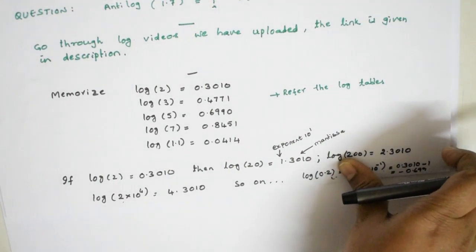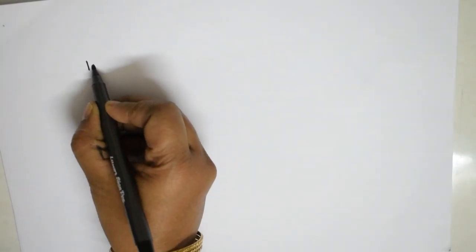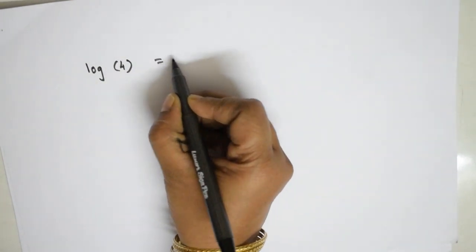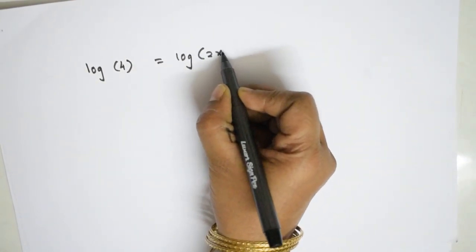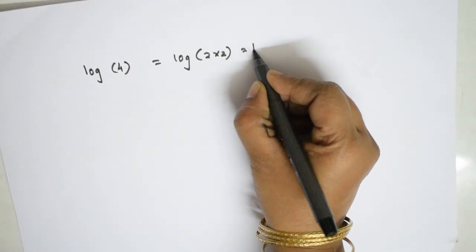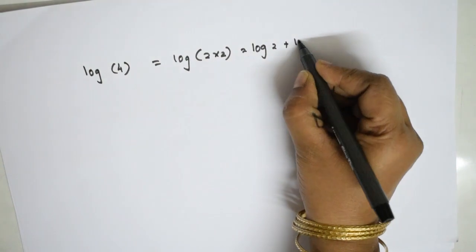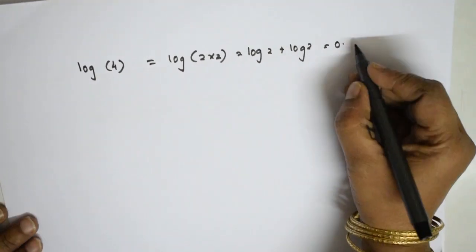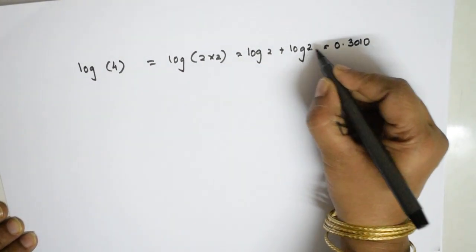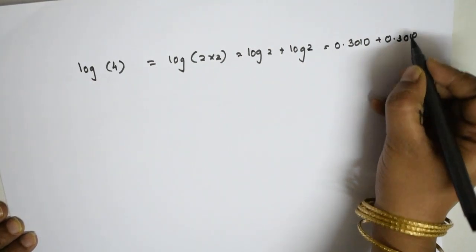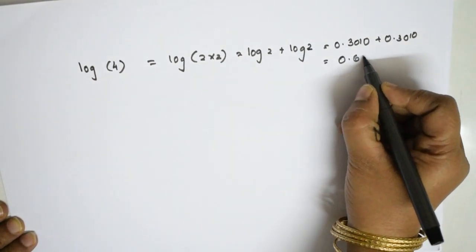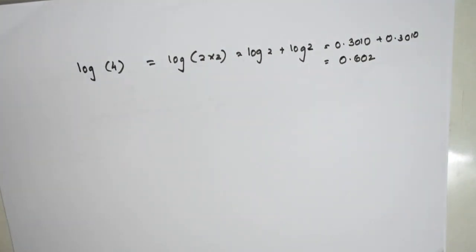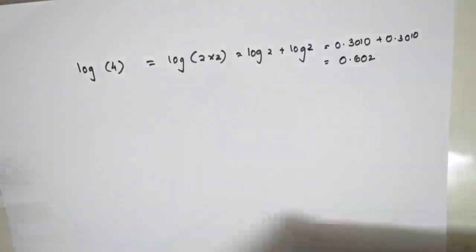Suppose the question given to me is log 4. How can log 4 be written? It can be written as log 2 into 2, correct? So this can be further written as log 2 plus log 2. What is the value of log 2? It is 0.3010. Again log 2 value is 0.3010. How much will I get? I get a value equal to 0.602. Simple as that, right? Now 4 is over. In this first page 2 is over, 3 is over, 4 is over. Now 5 also is there.